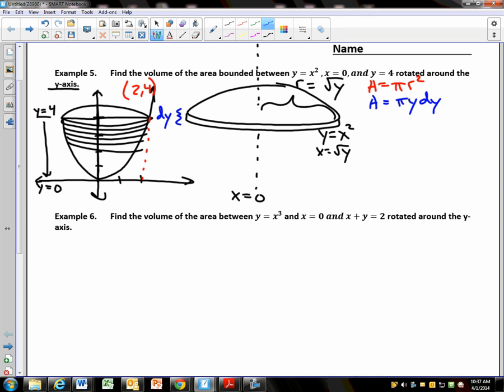So my area was pi y. The volume of this piece was pi y dy. And now we're going to integrate it. So I'm going to have pi y dy. And what are my bounds? From 0 to 4.